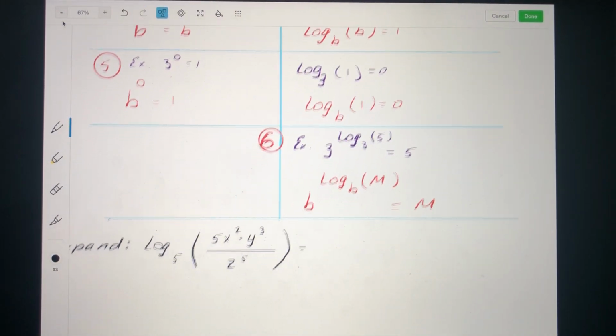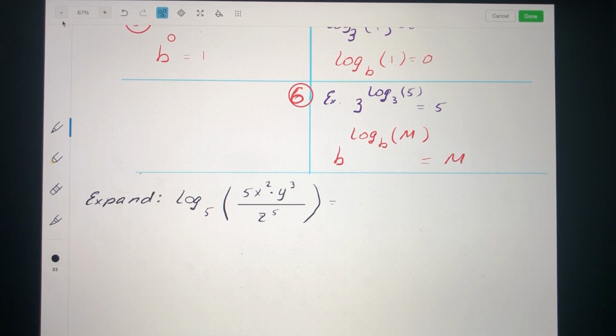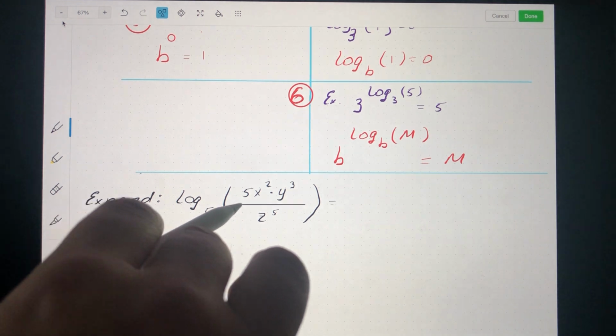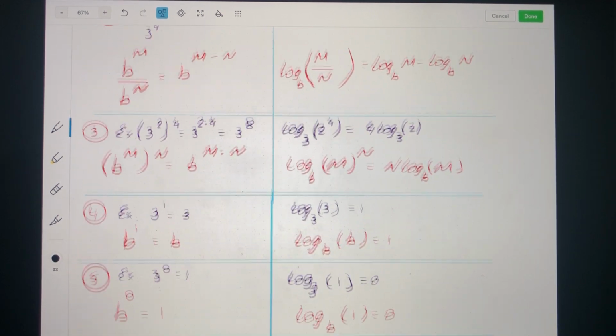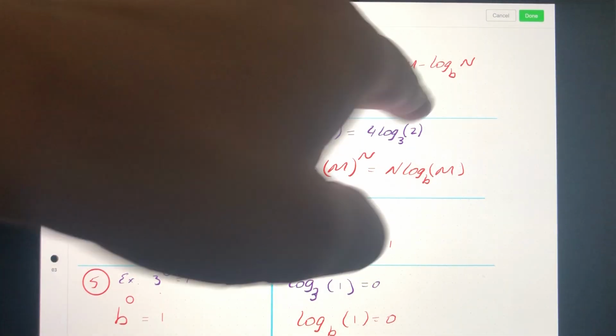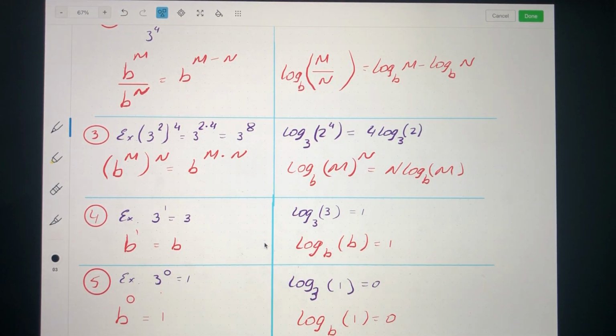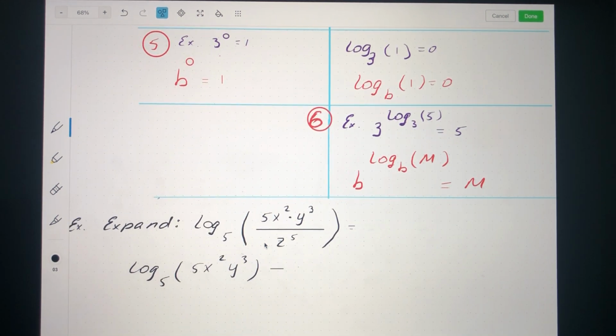So let's do that. So here is our example, and we have base 5. The division means minus, but before, on the top, we have log base 5 of everything, 5x to the 2, y to the 3, minus, because when we are dividing, we subtract the bottom from the top, keeping the same base. The base used to be 5, and so we keep the same base.